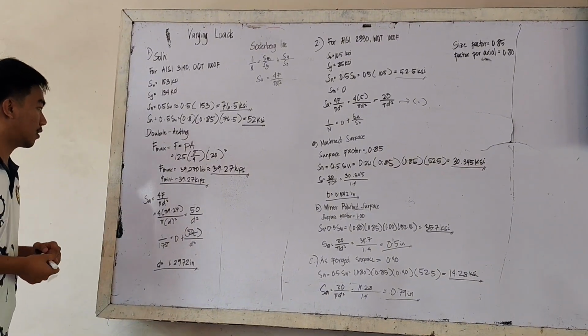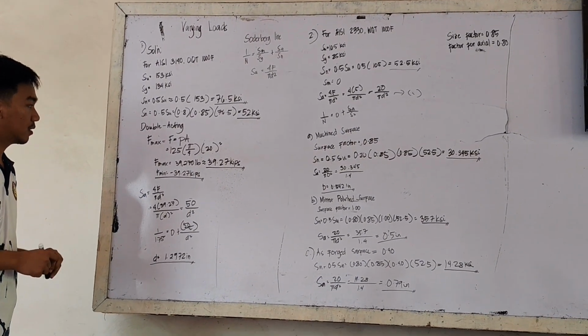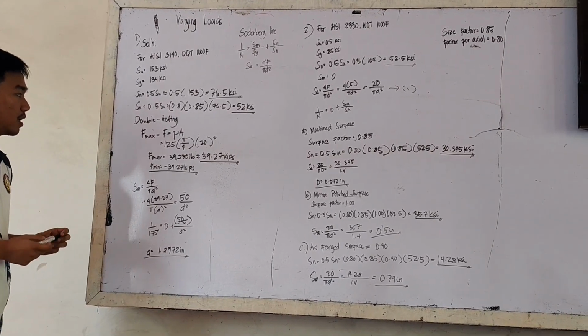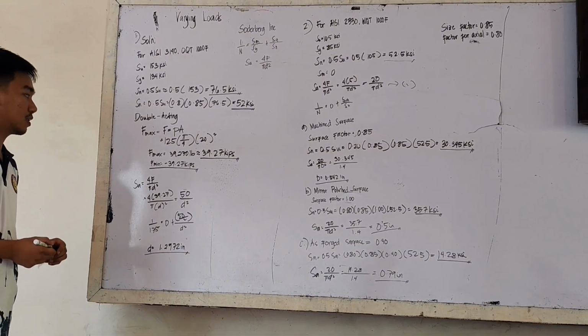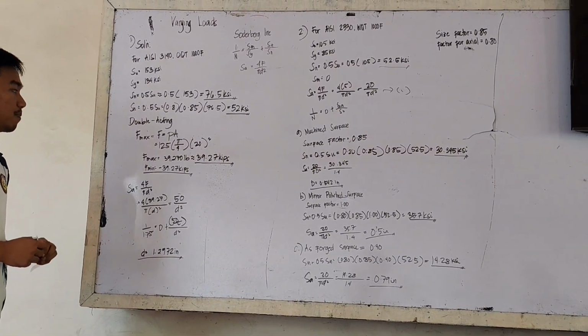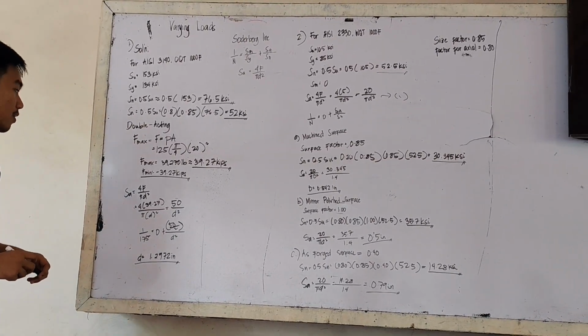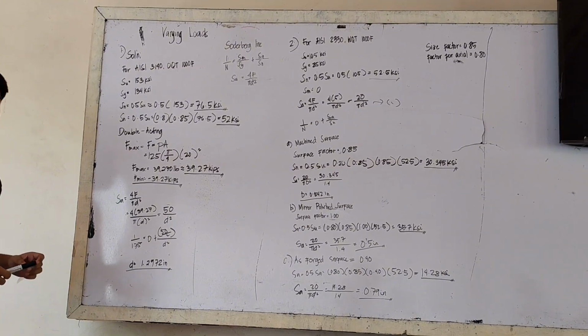Our double acting F max, we have a formula of F equals PA. We need to distribute. We have 125 multiplied by pi over 4, 20 squared, and our F max is 39,270 pounds or 39.27 kips. And our F minimum is 39.27 kips, also but negative.